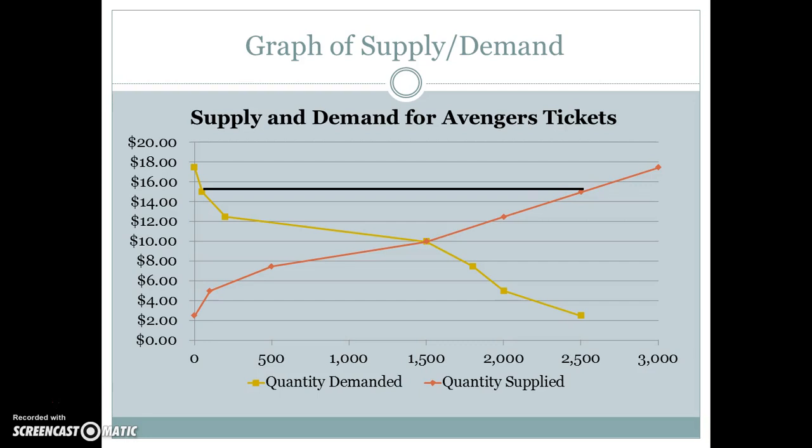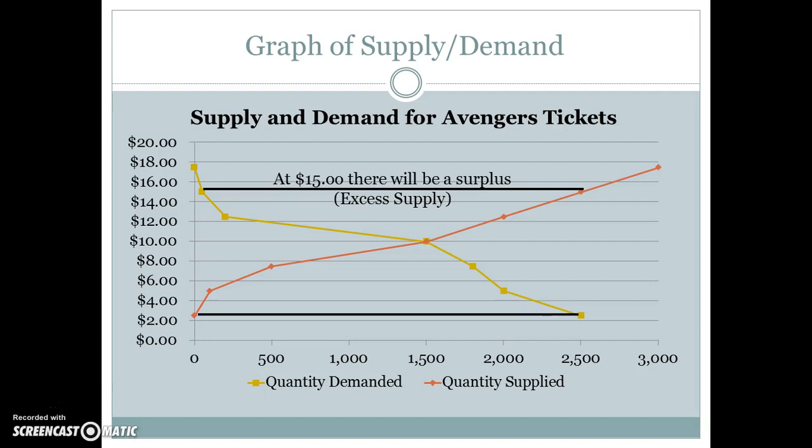This point up here, this price up here of about $15 is a surplus, right? A lot of movie theaters want to sell tickets, but not many people want to buy tickets. That's excess supply. And so down here, what do you think that price of $2.50 is called? That's called excess demand. There's going to be a shortage because everyone wants to buy a movie ticket, but no one wants to sell movie tickets at $2.50. So those are the ways that we can think about demand and supply and equilibrium in table and graph form.